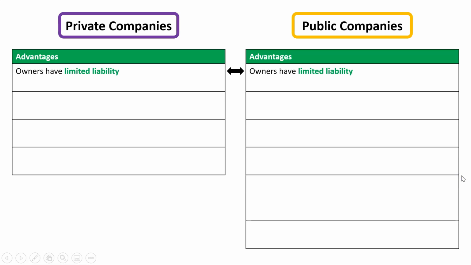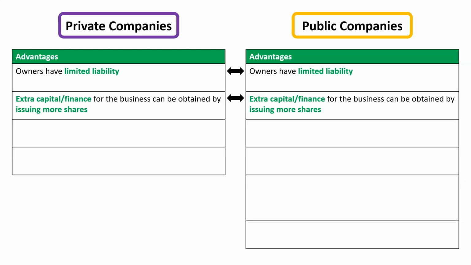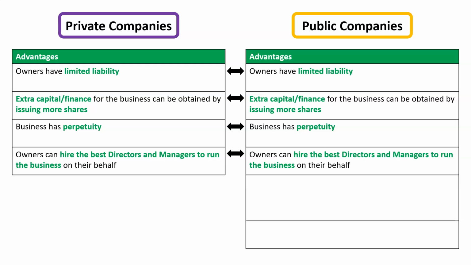They've got some in common. Both have limited liability. Both have access to extra capital. All you've got to do is issue more shares. Both have perpetuity. And both can hire directors and managers to run the business.